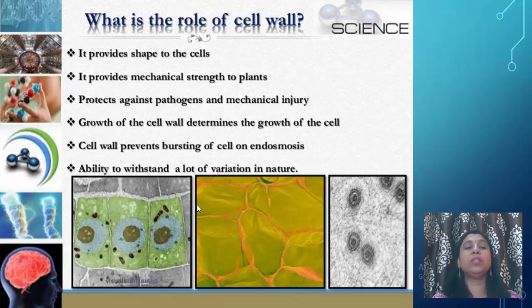Cell wall prevents bursting of cell on endosmosis. Endosmosis means when the liquid or the water enters from outside to inside. The cell swells. When the cell swells, it may burst. But because of the presence of this tough cell wall, this bursting is prevented. It has the ability to withstand a lot of variation in nature.